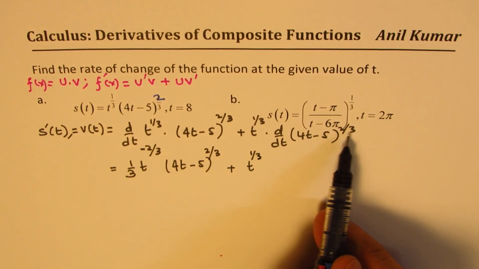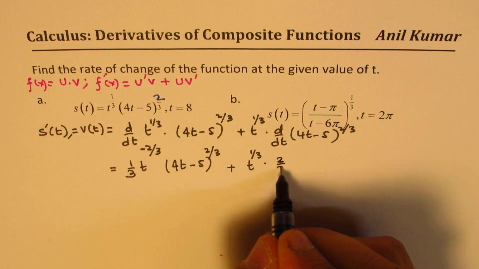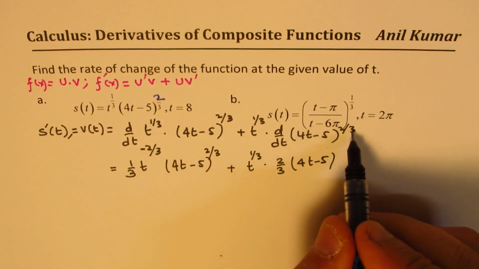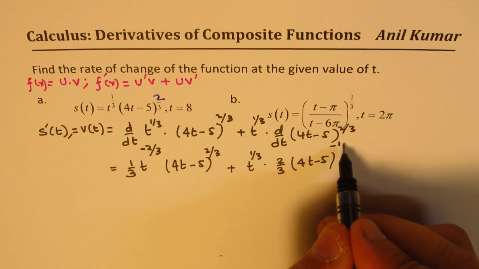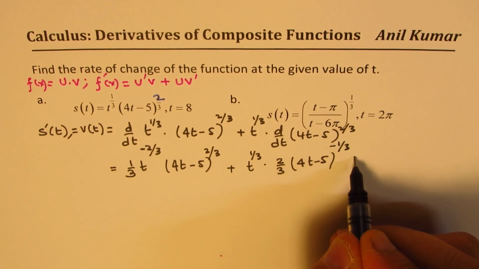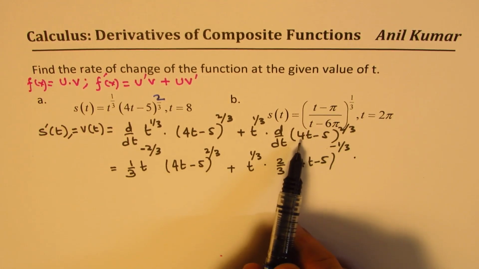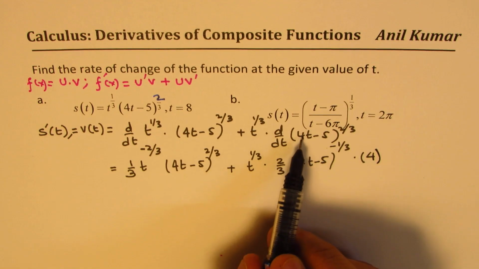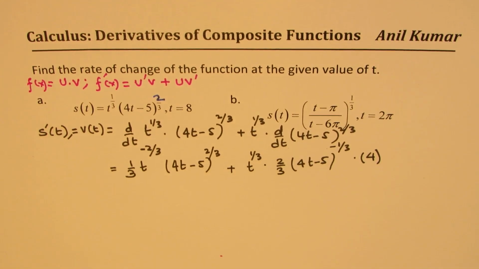Now our derivative will be 2 over 3 times (4t minus 5) to the power of 2 over 3 minus 1, that gives me minus 1 over 3, times the derivative of the inside function, right, which is 4. So we'll multiply this by 4. So this 4 is the derivative of the inside function. That is where we have applied the chain rule.